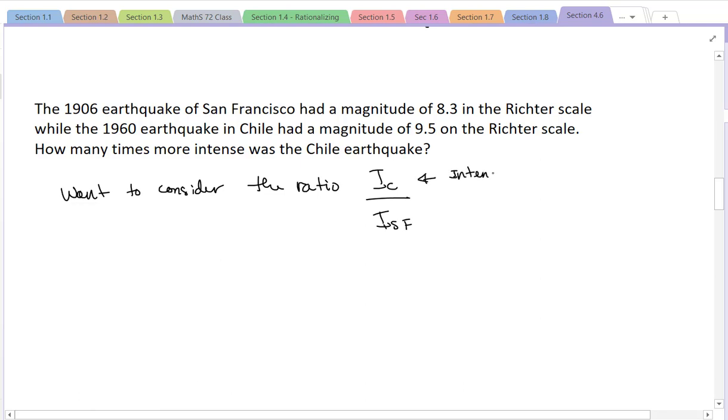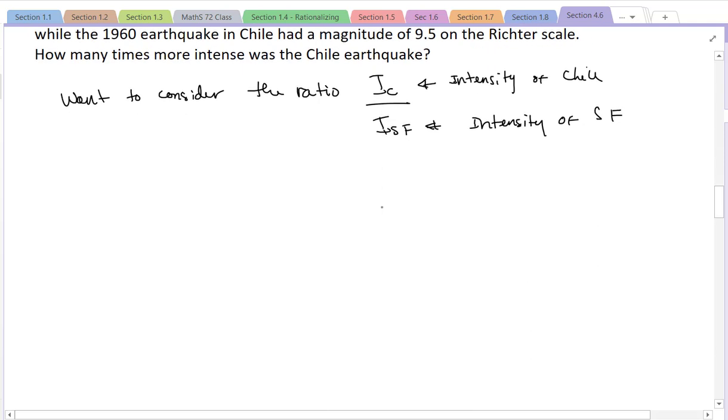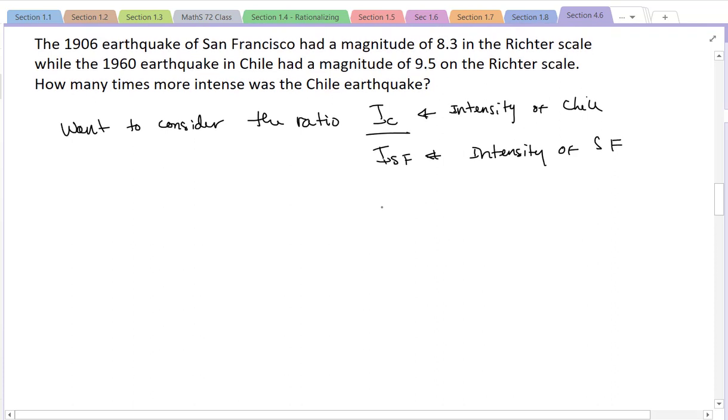I'm going to define my variables here, intensity of Chile and the intensity of San Francisco. Because looking at the ratio is going to allow me to see how many more times the Chile was larger than San Francisco. So that means that we need to find the intensity of both of those. So just as we did before, I'm going to take my magnitude, my Richter scale formula, m equals the log base 10 of I over S, and I'm going to do it for both.